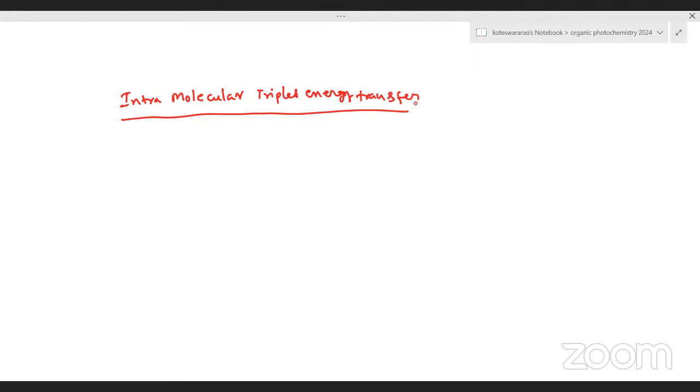But here it is intramolecular triplet energy transfer. That means the triplet energy is transferred within the molecule. In our book, one example is given, that is a naphthyl benzophenone derivative. Within the same molecule, benzophenone is there, naphthalene is there. This is the benzophenone.